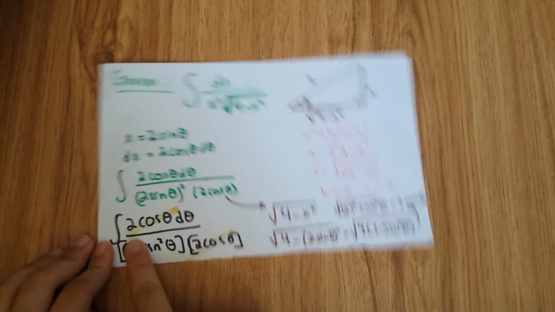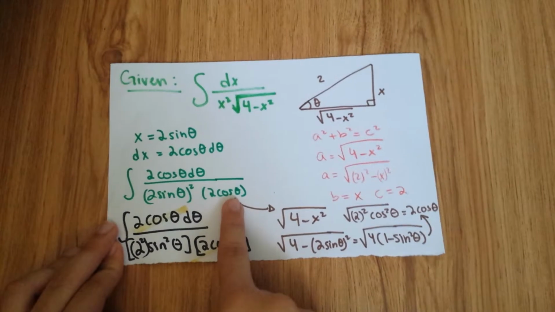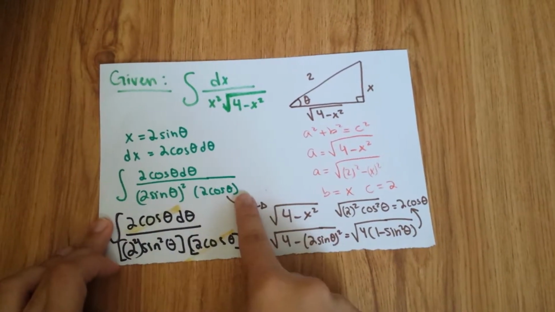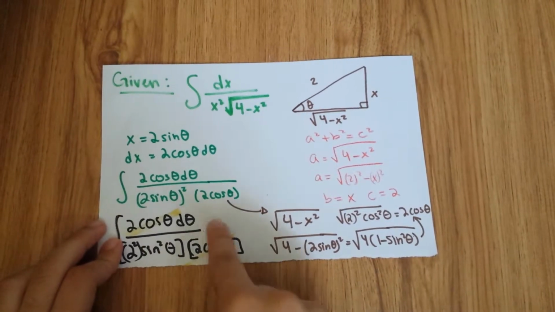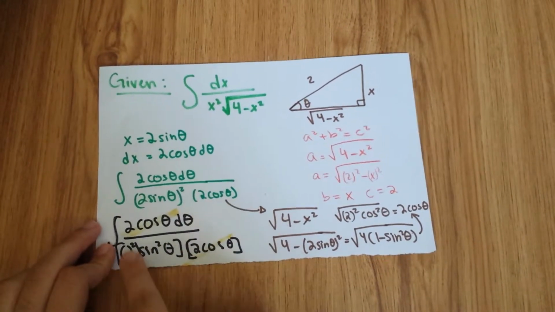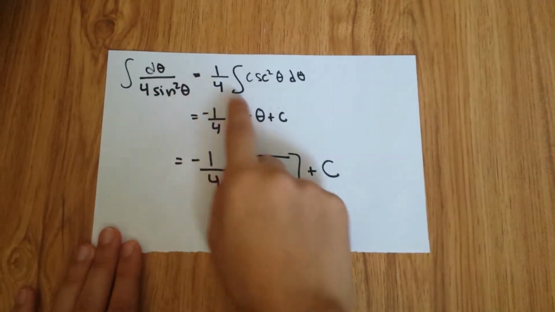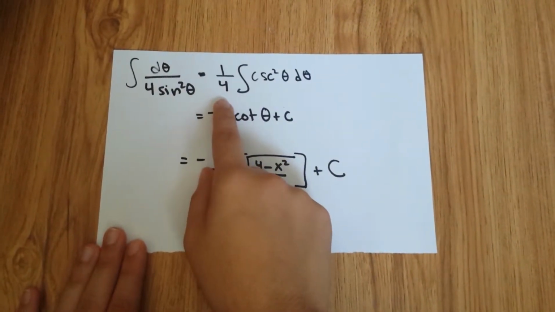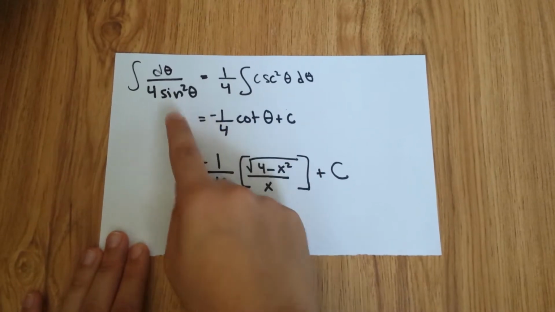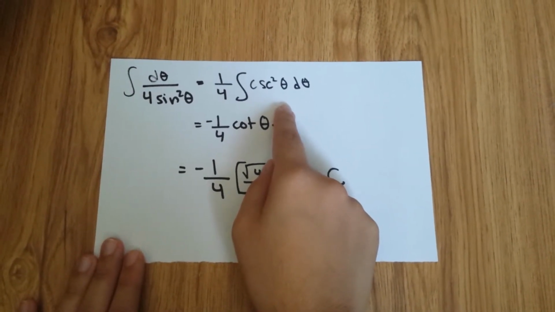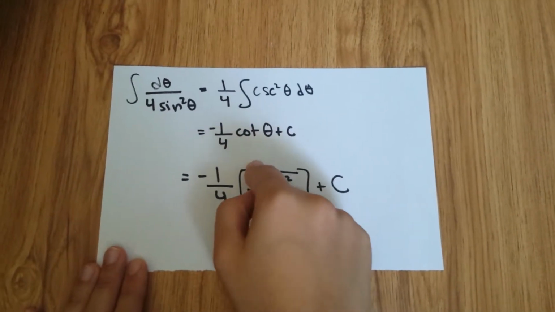Now looking over here, we can see that after simplifying the rad, we have 2 like terms which will be cancelled out, and we just have the integral of d theta over 2 squared sine squared theta. So continuing on, we take out the 1 over 4 and we bring the sine squared theta up to get cosecant squared theta. And the integral of cosecant squared theta is negative cotangent theta.